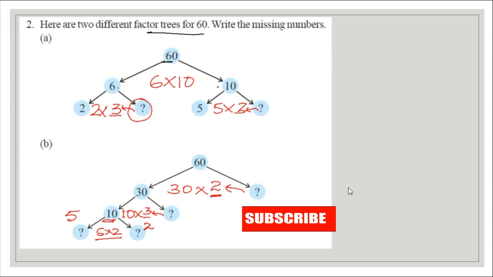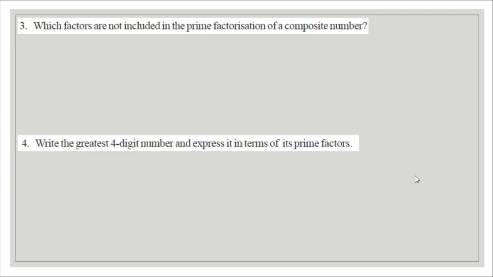Hello students, let's continue the session on playing with the numbers. We had solved the second question of exercise 5.5. Let's continue with question number 3. The question is, which factors are not included in the prime factorization of a composite number?